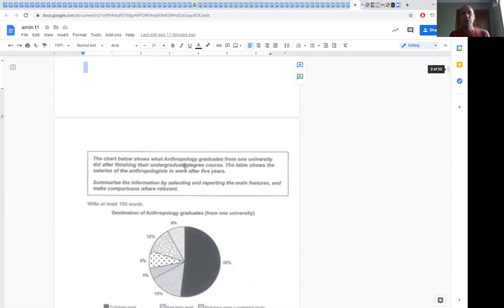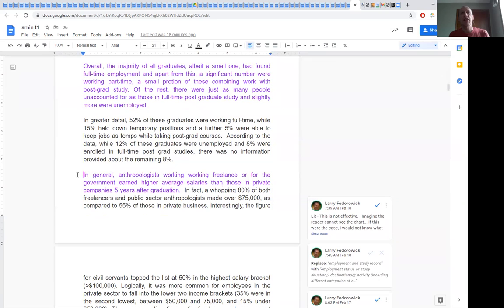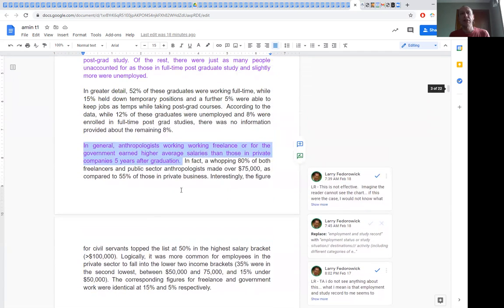Since there are only 3 categories, that's probably how I'm going to deal with this overall idea here. Okay. So let's go down and have a look. How do we do this? In general, anthropologists working freelance or in the government earned higher average salaries than those in private companies after graduation. Okay, so we'll talk about the details later.